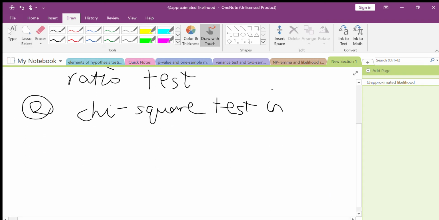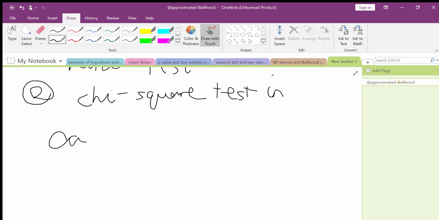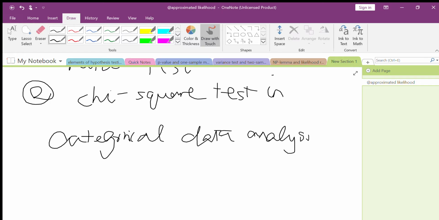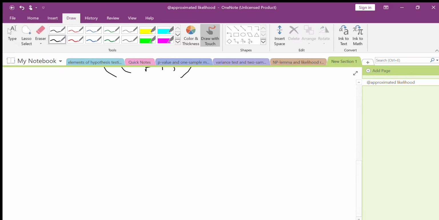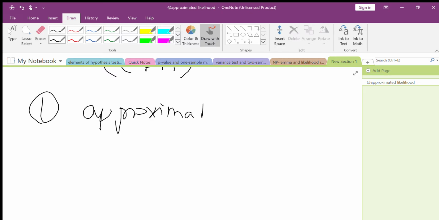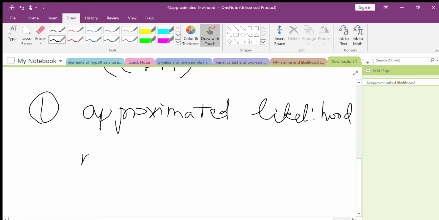In categorical data analysis, and this is abbreviated as CDA. So let's first take the first topic of today's lecture. So the first topic of the lecture is approximated likelihood ratio test.